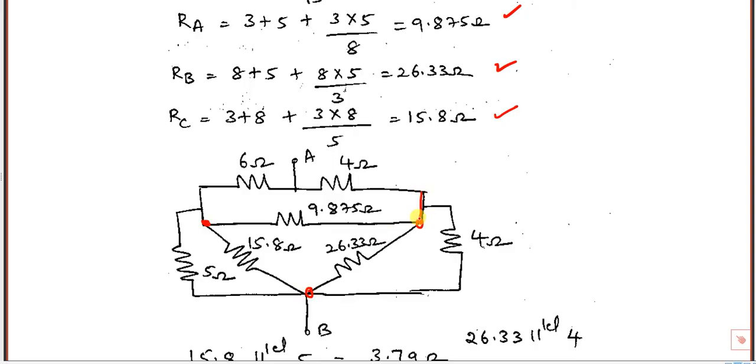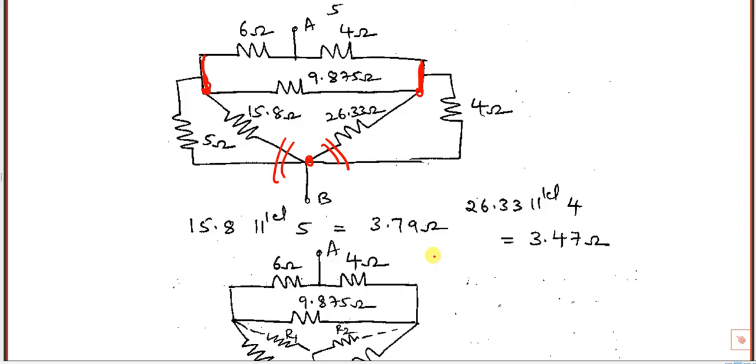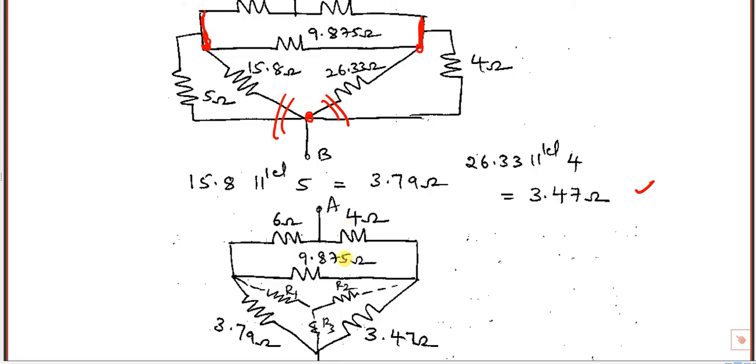Okay, now this full is one node. So these two are in parallel. This is one node. Between that node, you have this also in parallel. 26 parallel with 4 is 26.3 into 4 divided by 26.3 plus 4. You'll get 3.47. 15.8 parallel with 5, you'll get 3.74. Next, you will get the equivalent of this: 3.74 one value, 9.8 another value, and 3.4 as another value.